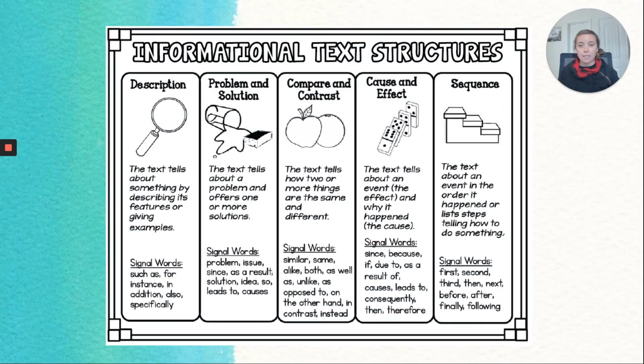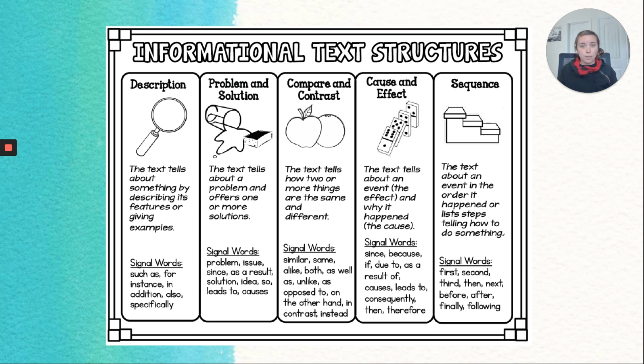Real fast, let's talk about all 5 text structures. You have learned description, problem and solution, compare and contrast, cause and effect, and sequencing. Sequencing and chronological order are the same thing. So no matter which word I use today, just know that I'm talking about the same thing. Sometimes I bounce back and forth, but they are the same.